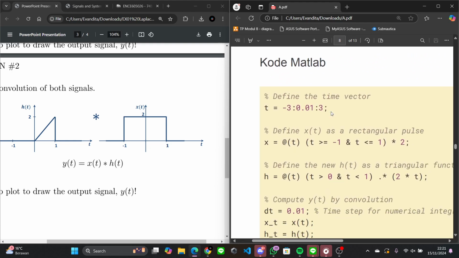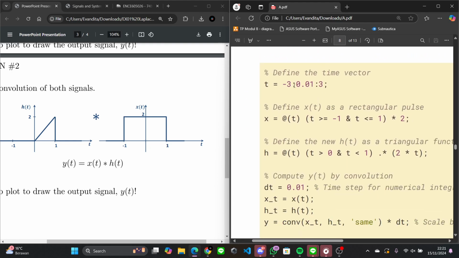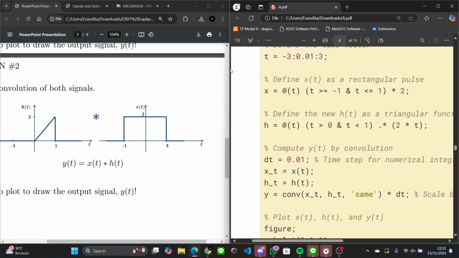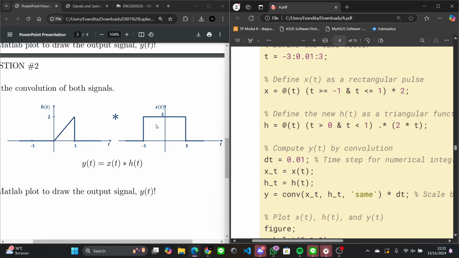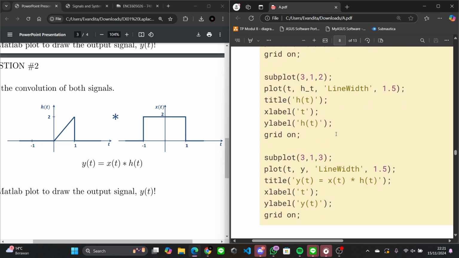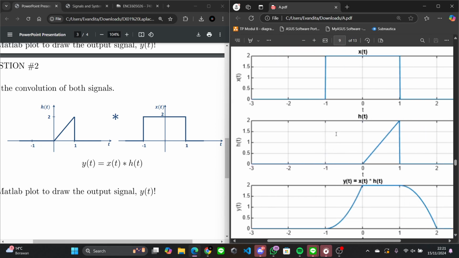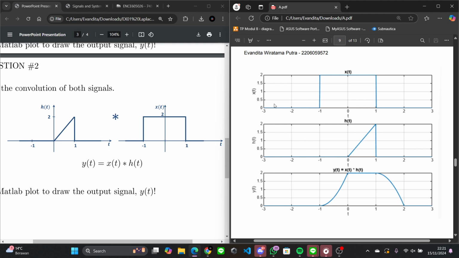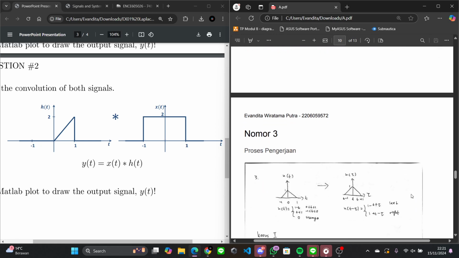And this is the Matlab code. It's similar to before. I set the graph value from -3 to 3 with a spacing of 0.01. This is the piecewise function of xt, and this is the piecewise function of ht, and I just convolve them and plot it. So this is the result. This is xt. As you can see, it's the same. This is ht, and this is the convolution result.